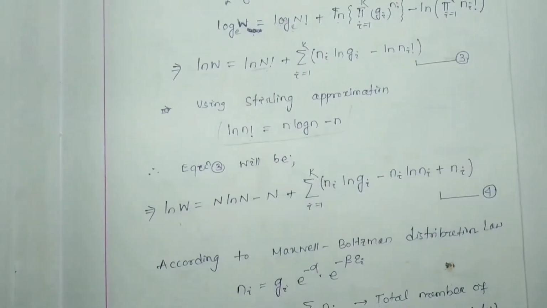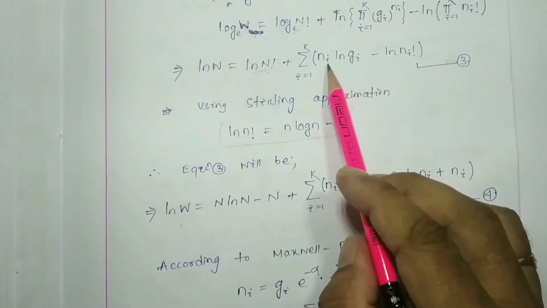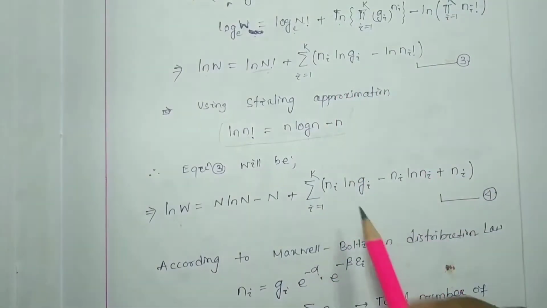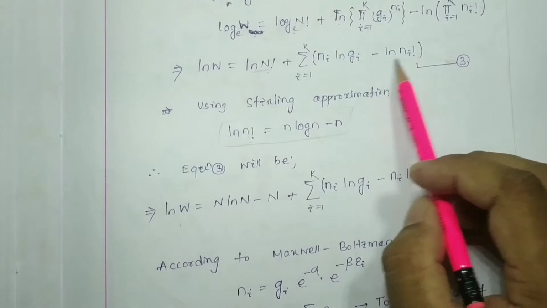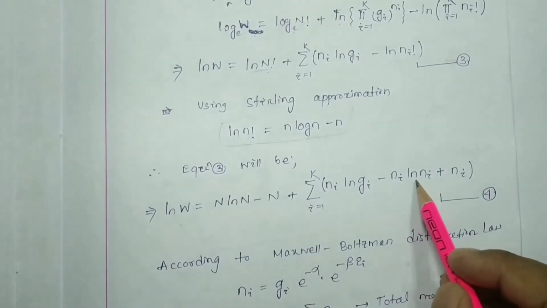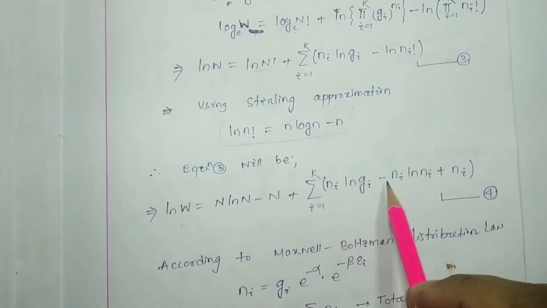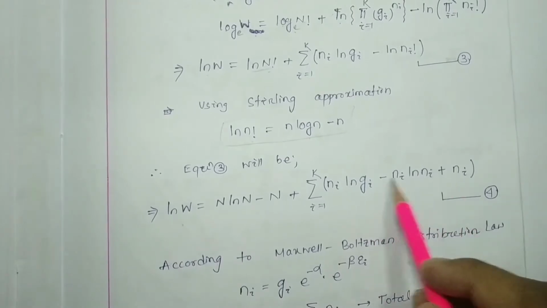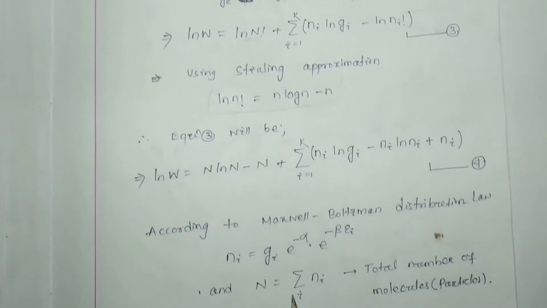Then we find n ln n minus n, and here ni ln gi as such I have written. Here ln ni factorial, here also we can apply the Stirling approximation, that will be ni ln ni minus ni. So here previously one minus will be there, so it will be plus. Let it be your equation number 4.